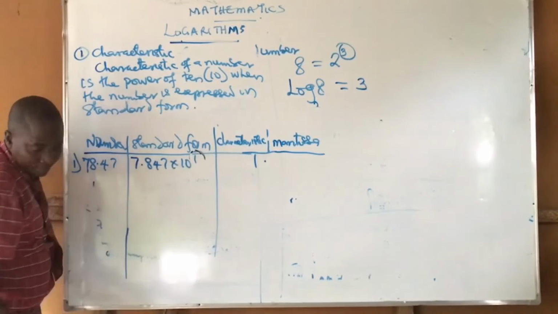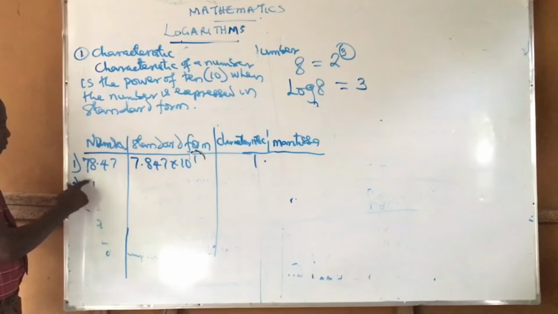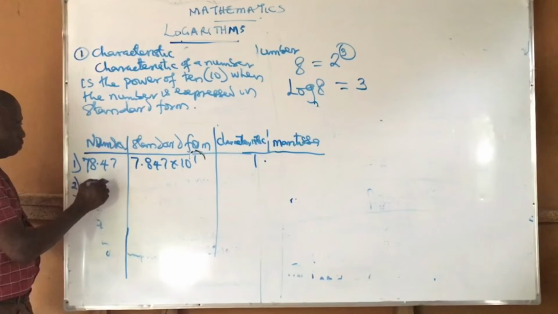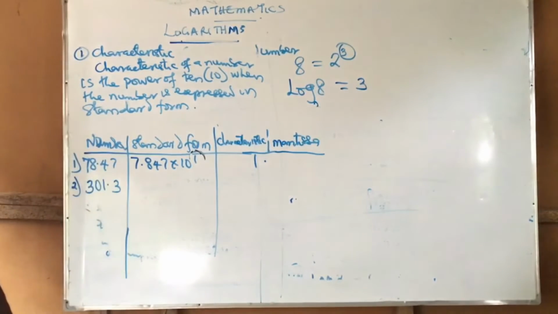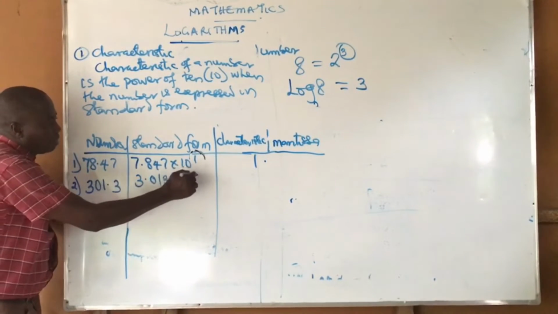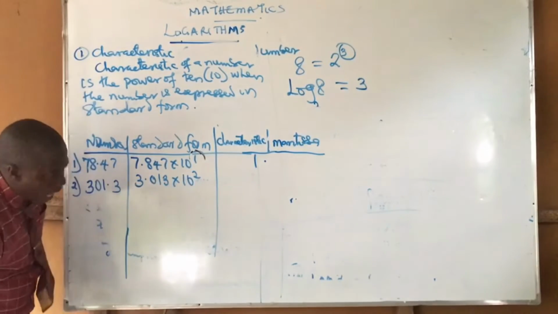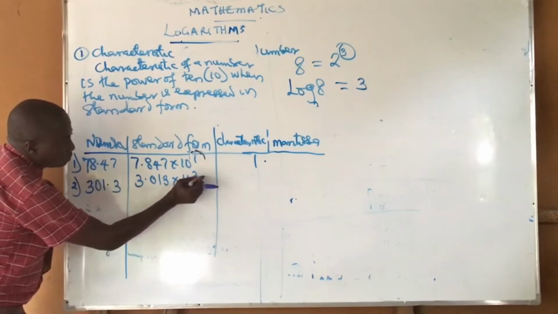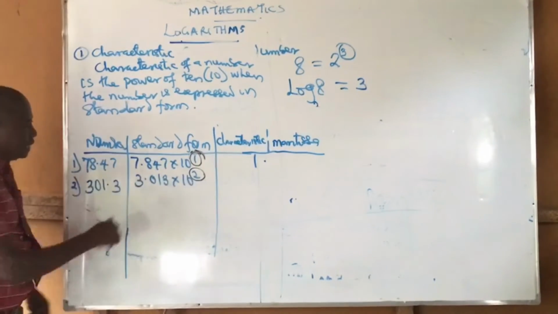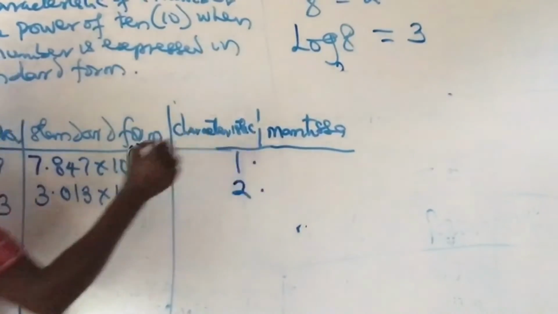the 1 here. Then number 2, when you look at 301.3, what do we do? The decimal point will be shifted backward twice to have 3 point. That will be 3.013 times 10 raised to power 2. That is our characteristics. It will also be what? Power of 10, which is equal to 2 point.